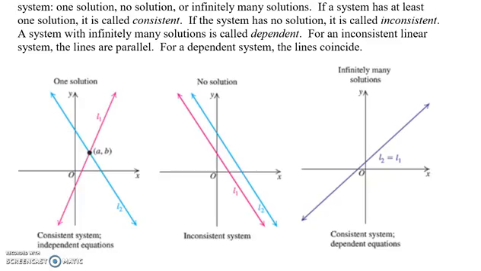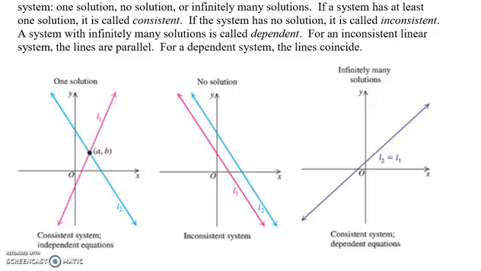Notice in the one solution case, you have 2 straight lines that intersect at just one point. So this is the most common scenario, where you have a consistent system and independent equations, meaning the equations yield 2 different graphs that intersect at one point. The point of intersection is the solution of the system.